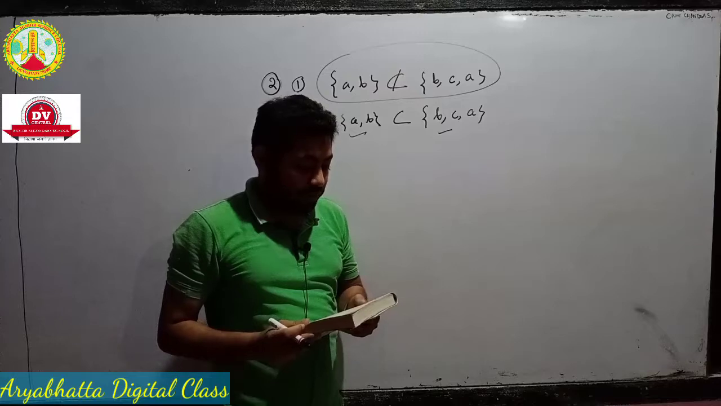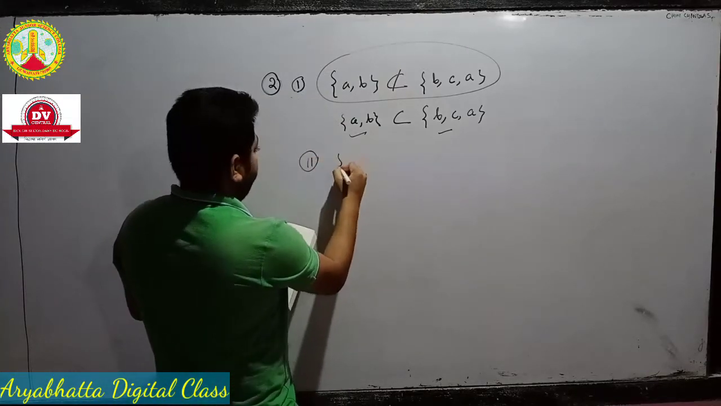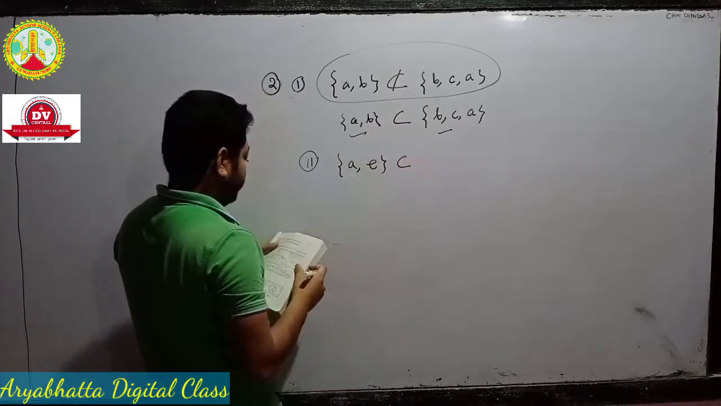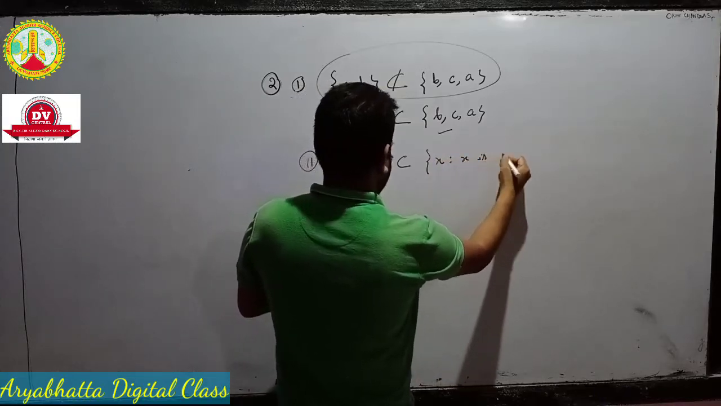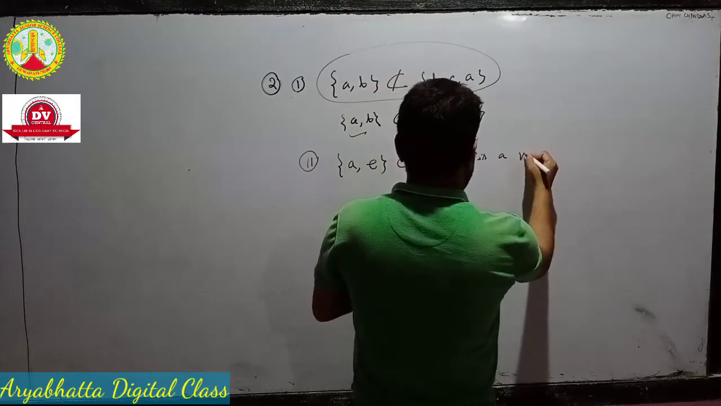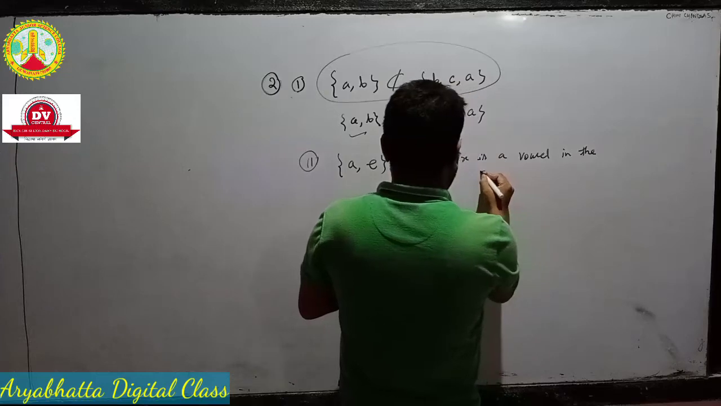Next, number 2. The set A, E is a proper subset of X such that X is a vowel in the English alphabet.